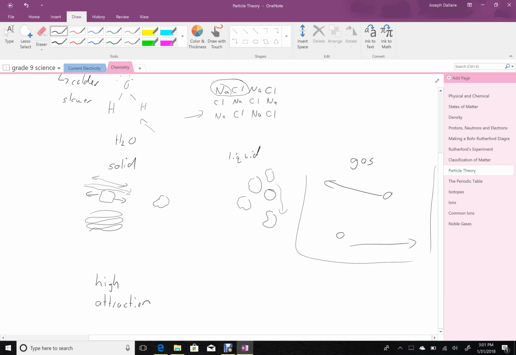substance. Liquids, we would say, have medium attraction. And gases, the reason they don't even stick together but fly about in the entire container is because they have low attraction. Sometimes this attraction is so low in comparison to these other two types that we kind of treat them as if they have no attraction.